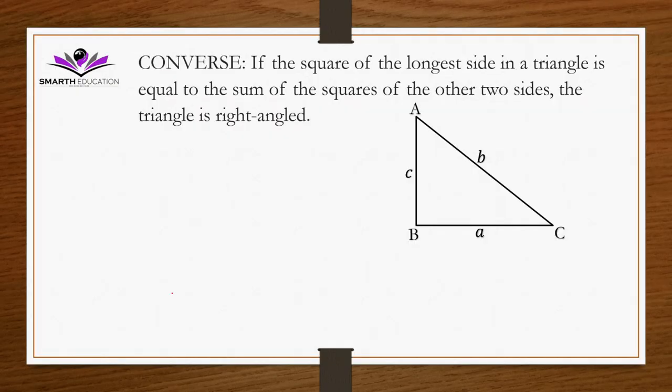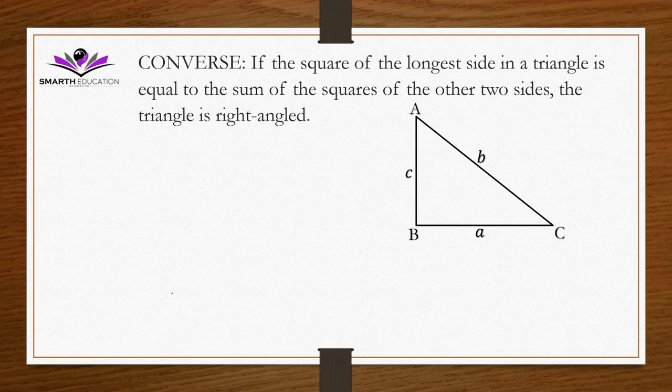So in the previous lesson, we talked about the Pythagoras theorem. We said that for a right angled triangle, isn't it? The square of the longest side is equal to the sum of the squares of the other two sides. We said that for a right angled triangle, the square of the longest side, which is the square of the hypotenuse, is equal to the sum of the squares of the other two sides.